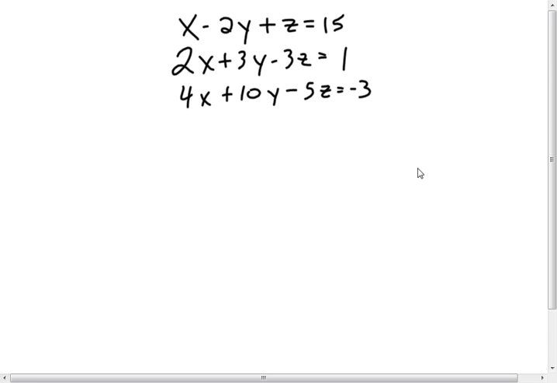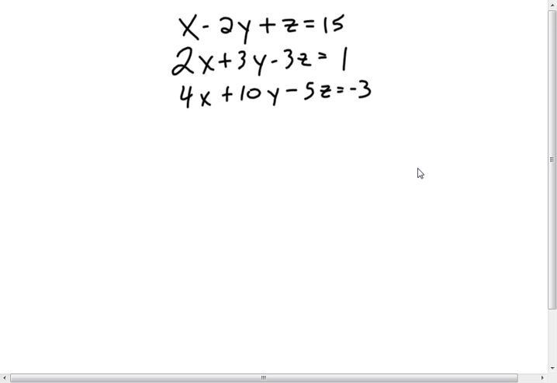In order to solve systems of three equations with three variables, the concept is to reduce three equations or three variables to two equations with two variables. And then once we do that, it'll be the same steps as section 1. So we have to pick two equations and eliminate one of the variables, either x, y, or z.